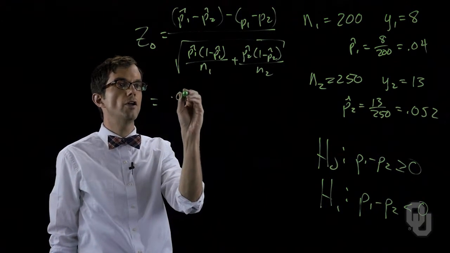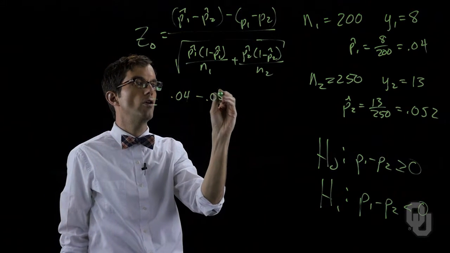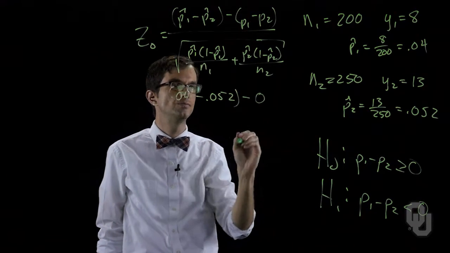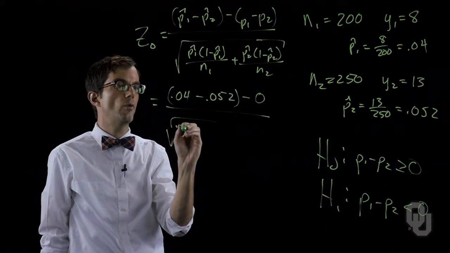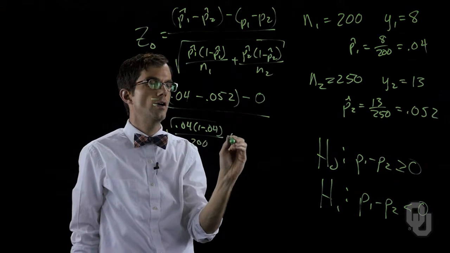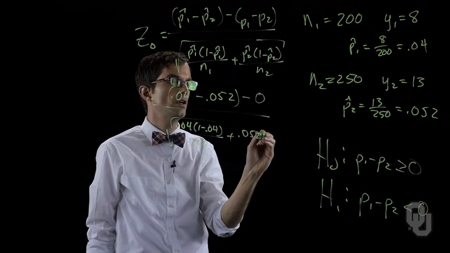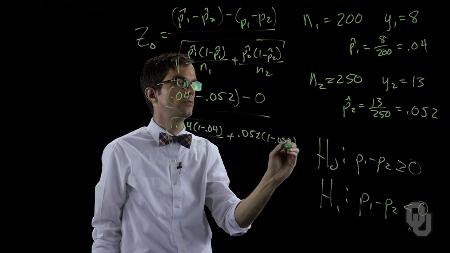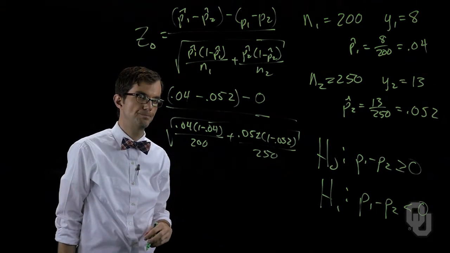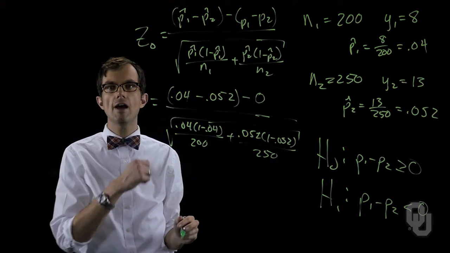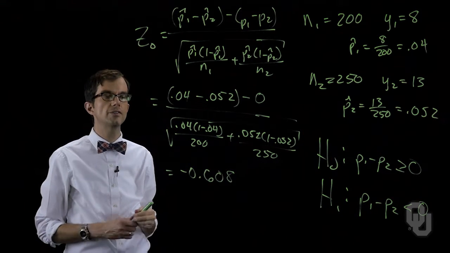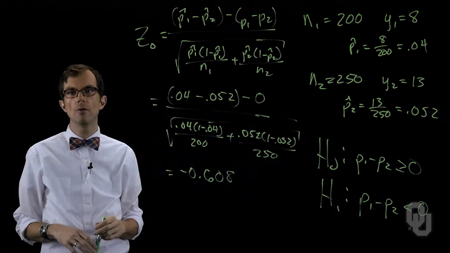P1 hat is 0.04, P2 hat is 0.052, and the difference that we want to detect is just 0. Down here, we've got 0.04 times 1 minus 0.04 divided by 200, plus 0.052 times 1 minus 0.052 divided by 250, and we take the square root of all of that. If we work this out, we should get negative 0.608. So our test statistic is negative 0.608.